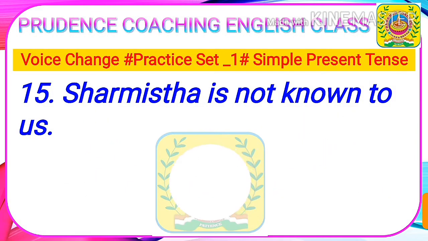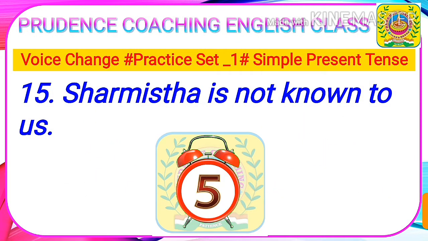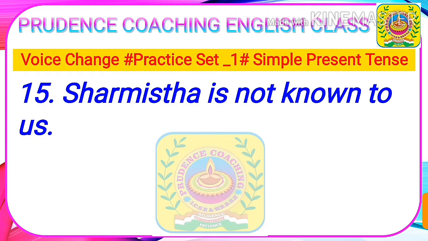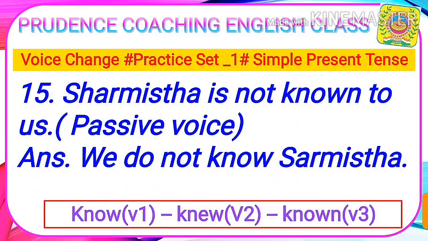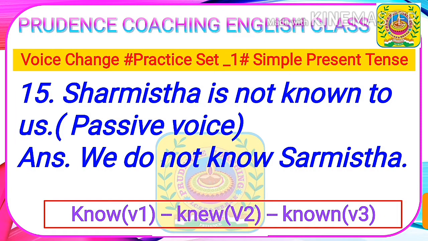Sharmista is not known to us. Start. Time's up students. Let's see the solution. As you can see, this statement is in passive voice, because here the subject, that is Sharmista, is not the doer of the action. So this given statement is in passive voice.